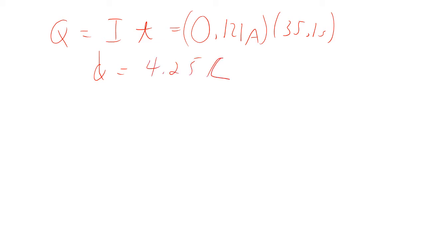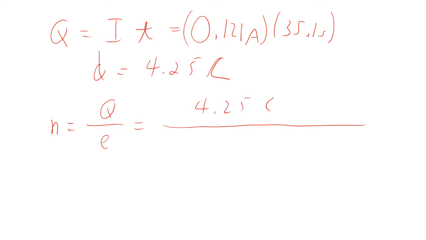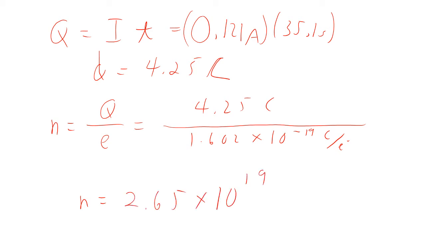and so the total charge there is going to be equal to 4.25 coulombs. Well, the number of electrons is going to be the total charge divided by the fundamental charge, because the fundamental charge here is in fact fundamental. That's the charge of an electron. And so 4.25 coulombs divided by 1.602 times 10 to the minus 19 coulombs per fundamental charge, and so that would give us 2.65 times 10 to the 19th electrons.